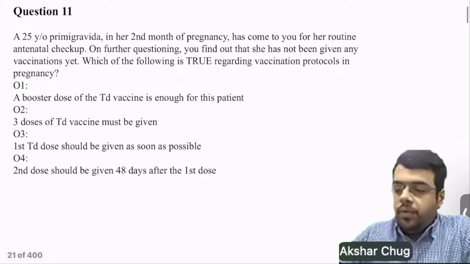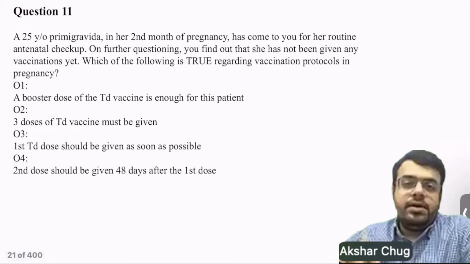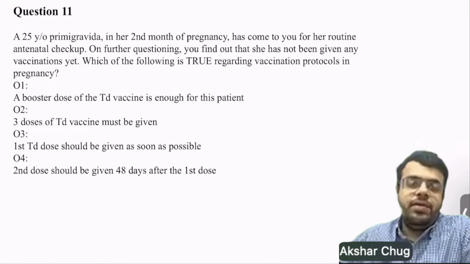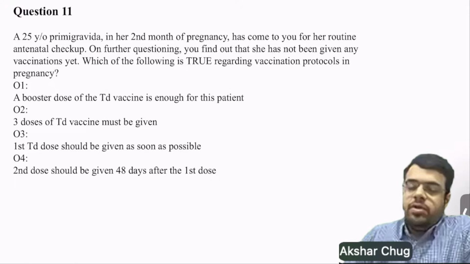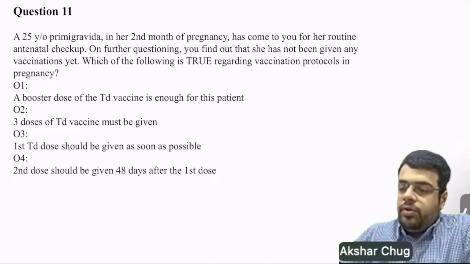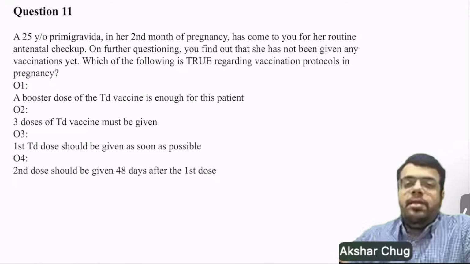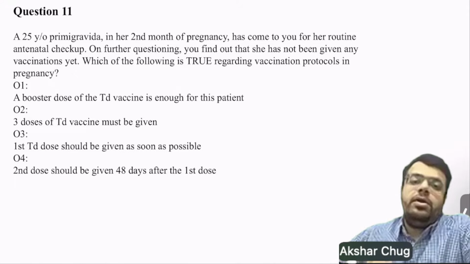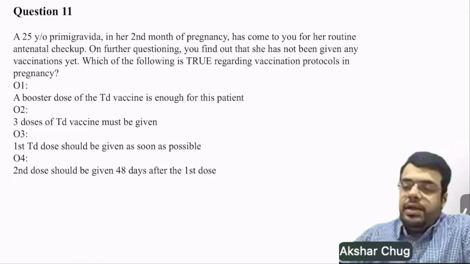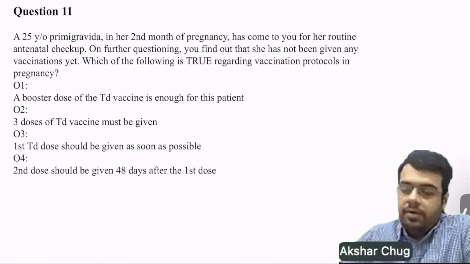Okay. So as we know, we give the TD dose. The first dose is given during her first visit, and the second dose is given 4 weeks after it, which is 28 days after it. So let's read the options. A booster dose of TD is enough for this patient. A booster would have been enough if the patient had already taken TD 3 years back during her previous pregnancy. But here we are told that the patient is a primary gravida, hence a booster will not be enough.